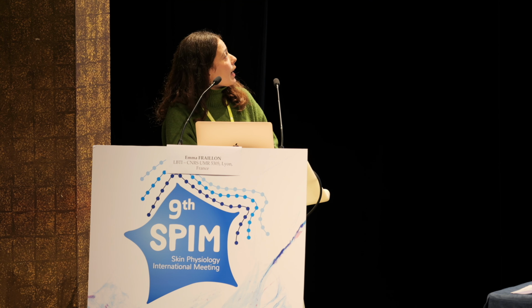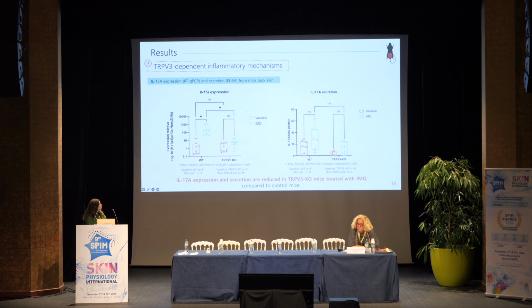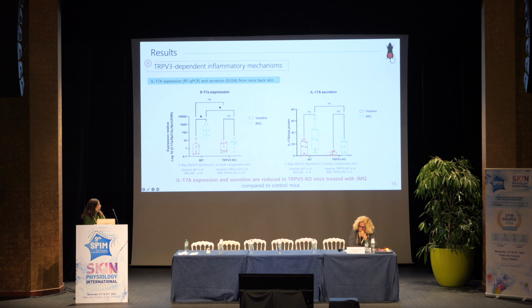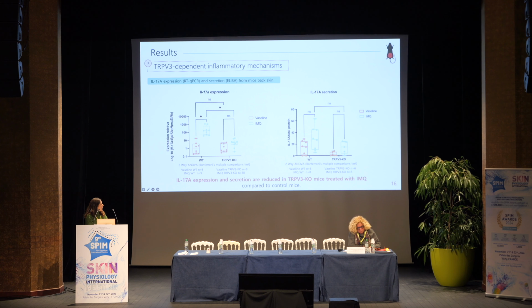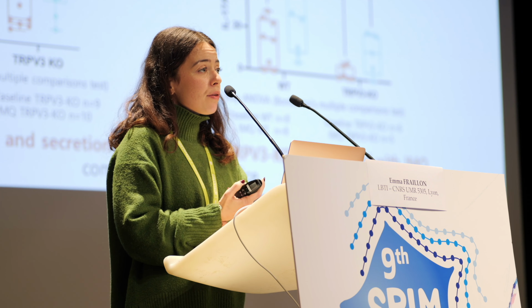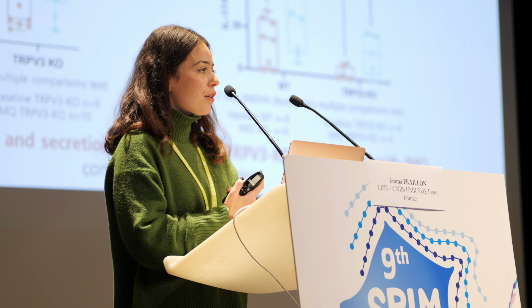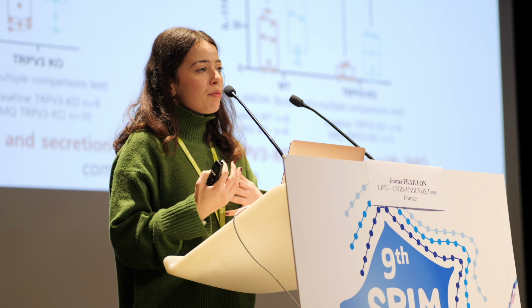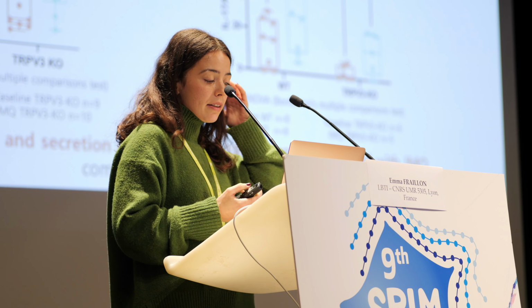Finally, we looked at the expression and secretion of IL-17A, this major psoriasis-related cytokine. You can see that TRPV3 KO mice expressed 50 times less IL-17A compared to wild-type mice following imiquimod treatments, and that IL-17A secretion also tends to be decreased in TRPV3 KO mice compared to wild-type mice after imiquimod treatment. So when TRPV3 is absent, there is less expression and secretion of IL-17A, which could potentially explain why TRPV3 KO mice develop a less severe psoriasiform dermatitis in this model.